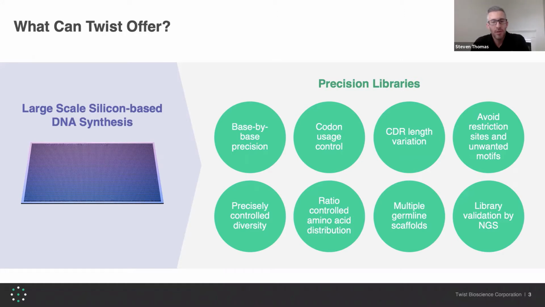It's ratio controlled. We can basically introduce whatever amino acid we want at each position. This is done in a very modular format, so we can incorporate this into multiple germline scaffolds. We can mix and match heavy and light chain frameworks. And because we really hang our hat on quality at Twist Bioscience, every single library, whether it's a Biopharma library or a bespoke custom library, is validated with next generation sequencing.